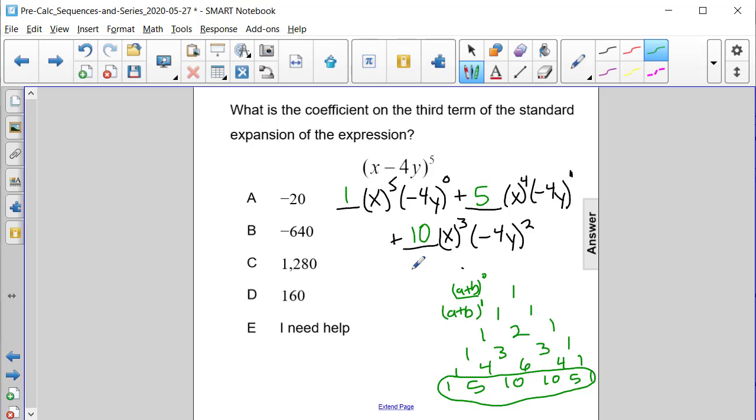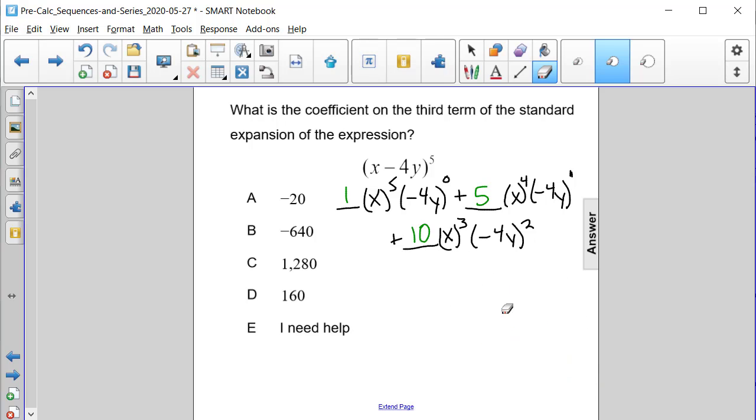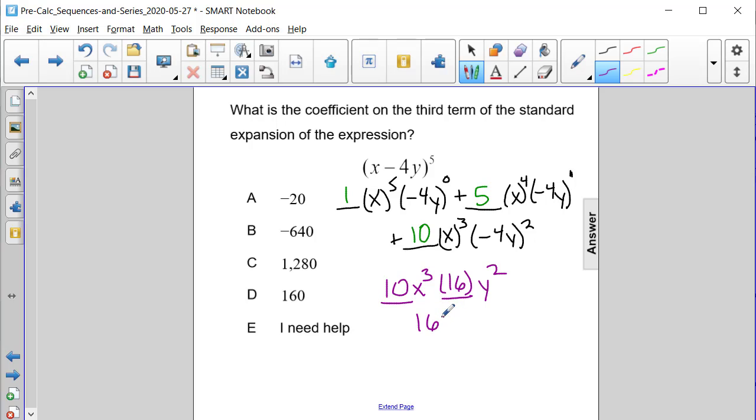So for this third term, I'm going to erase Pascal's triangle so we have more room to write. We need to evaluate this third one. So we have the 10 x cubed, and then (-4) squared is 16, and then we have a y squared. Then I can multiply the 10 and the 16 together to get 160. So therefore, the coefficient of our third term is going to be D, 160.